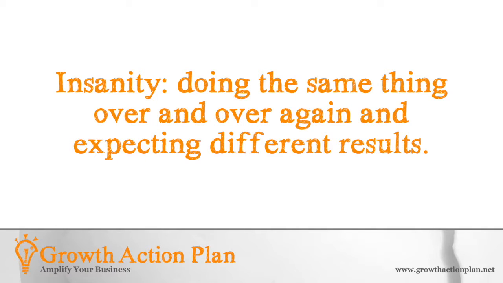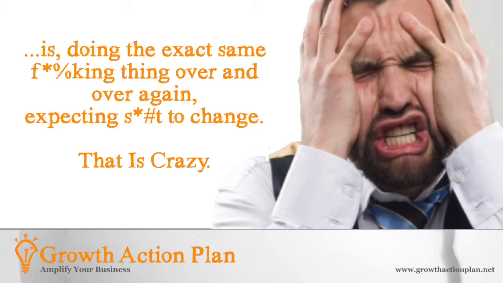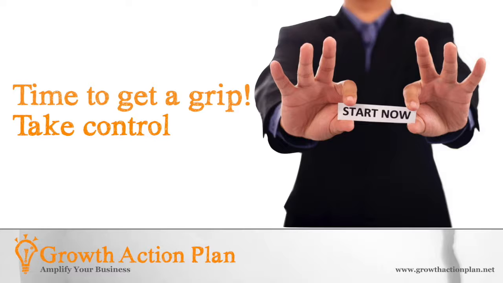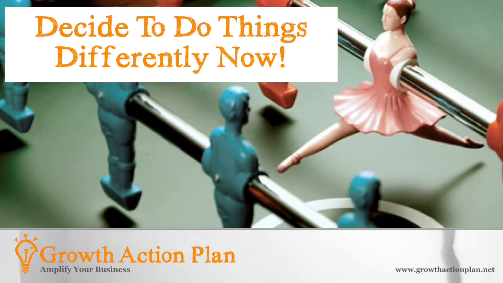You know, there's a definition of insanity, and it says doing the same thing over and over again and expecting different results is insane. There's a better definition. It actually comes from the Urban Dictionary, and this is what it says: doing the exact effing thing over and over again and expecting to change is crazy. And yes, that is crazy, but now it's time to get a grip and take control of your business. Decide to do things differently right now. It's the only way you're going to make the next year of yours a good, profitable, successful year.